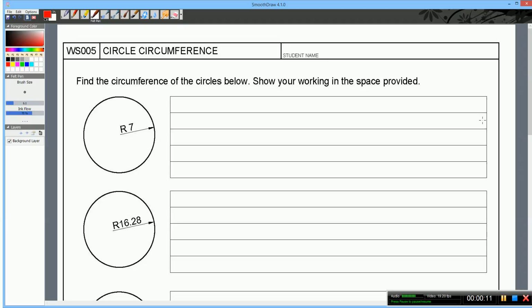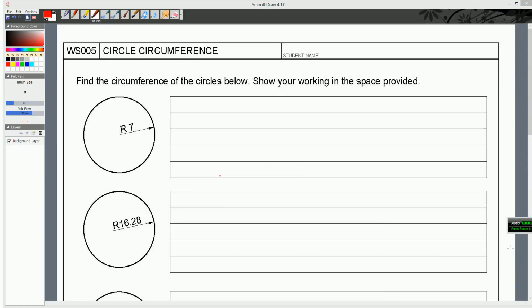Let's have a look at the first one here, which is a circle with a radius of 7. Now it can be said that there are no units shown here, but as we work in New Zealand, which is a country that has metric units, we will be using meters. So let's get cracking into it.